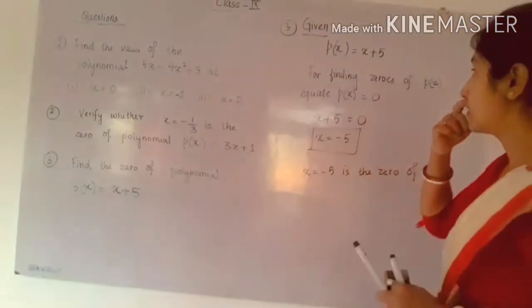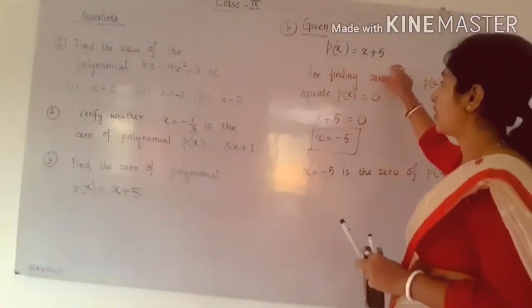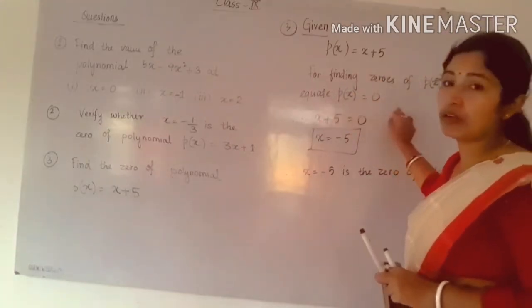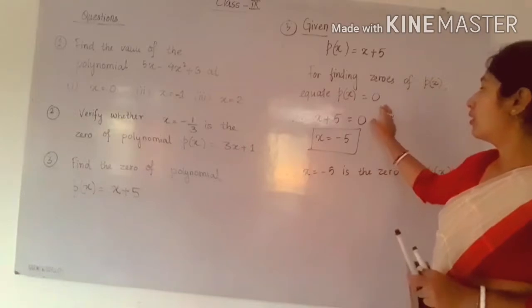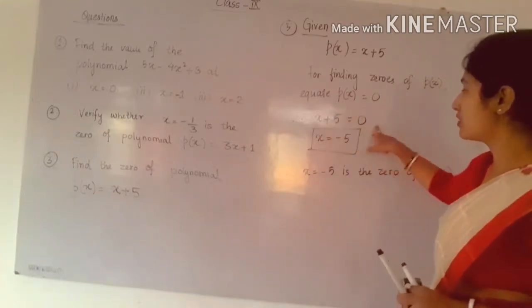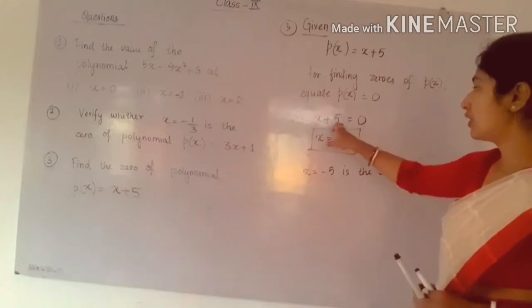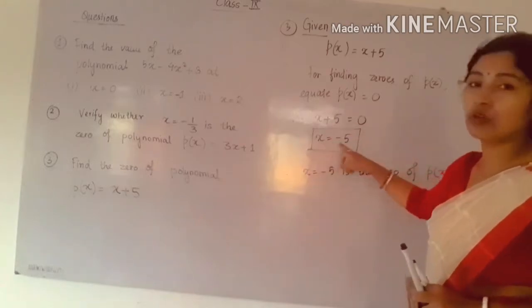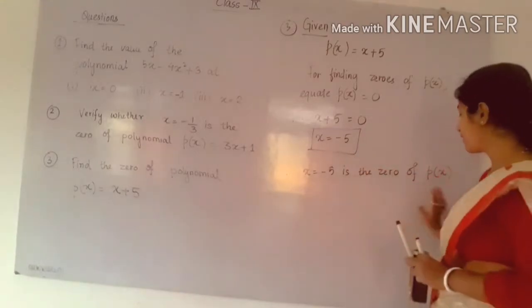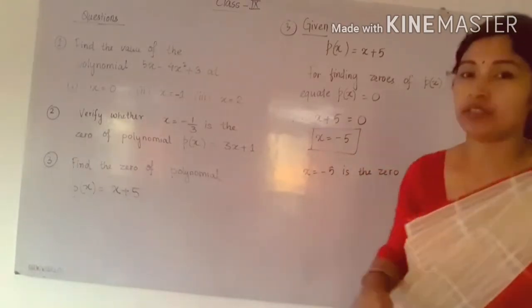So here the answer, p(x) is equal to x plus 5. For finding the zeros of p(x), equate p(x) is equal to 0. Then the value of p(x) is x plus 5. So x plus 5 is equal to 0. Transferring 5 to that side, we will get x is equal to minus 5. So hence x is equal to minus 5 is the 0 of p(x).